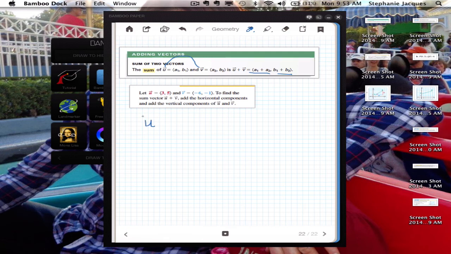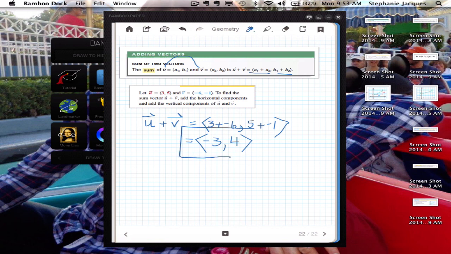So u plus v equals, so I'm going to add 3 plus -6, and I'm going to add 5 plus -1. So I'm going to get there -3 and a 4. So that's what happens when I add my vectors together.